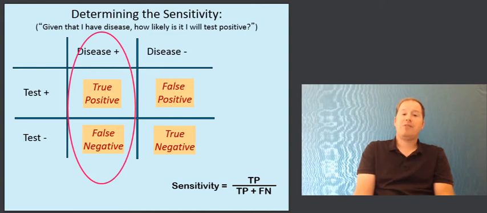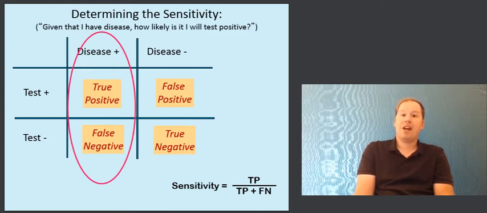The sensitivity is a ratio. It takes the number of true positives over all possible test results when a person has disease, both true positives and false negatives. So we divide true positives by the number of true positives plus false negatives, and that will give us the sensitivity of the test.